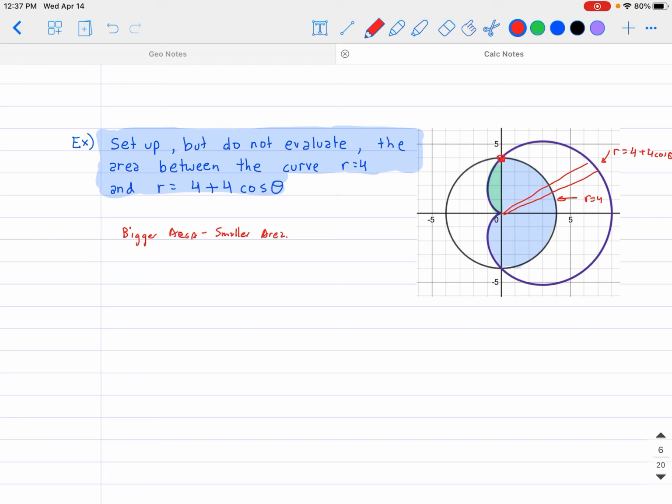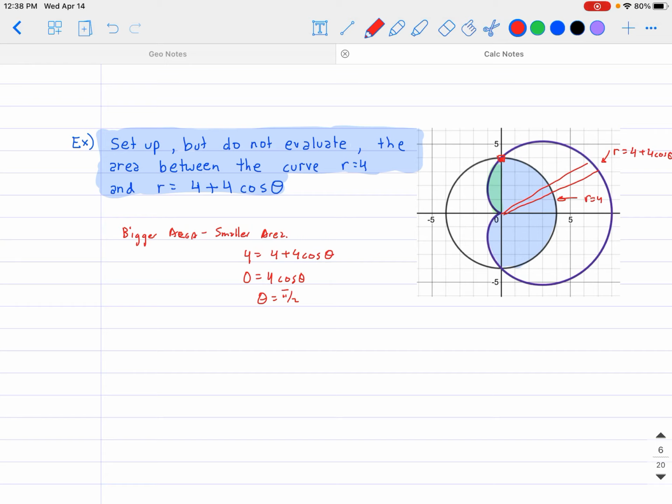So just, for the sake of algebra, 4 is equal to 4 plus 4 cosine of theta. So let's see, 0 is equal to 4 cosine of theta. So yeah, theta is definitely equal to pi over 2. Now, that means that my first setup is the following.